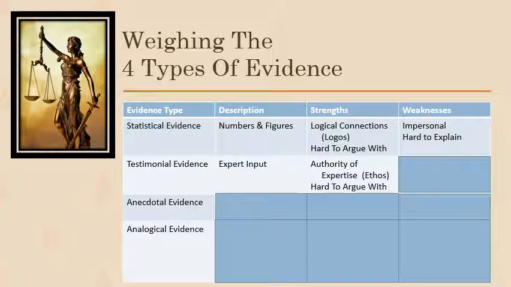And the strength of testimonial evidence is that it comes with the authority of that person's expertise. So that's appealing to ethos, right? If we have both logos in statistical evidence as well as testimonial evidence building up ethos, then that makes testimonial evidence hard to argue with. It's even hard to argue with without the statistical evidence if you're sure to explain what this person's authority is.